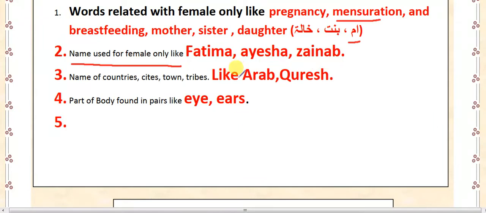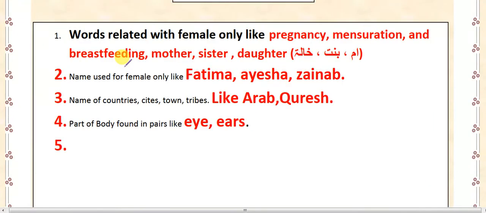Okay, so there are two other reasons which are muannas. And the third one is the names of countries, cities, towns and tribes. The names of countries, cities, towns and tribes in Arabic are used as muannas, even if they don't have any property of ism. And the fourth one is the parts of the body found in pairs, like eyes and ears. These are also used as muannas in Arabic.